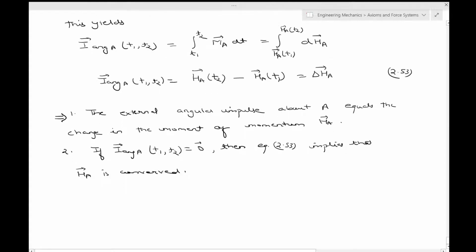So the same results hold if, say, the angular impulse about a point A in a particular direction is 0, then the moment of momentum along that direction is only conserved, not in the others.